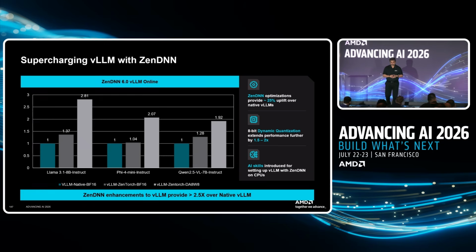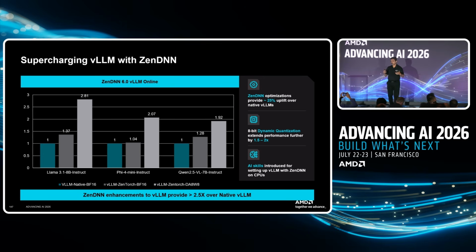Some numbers: vLLM itself is very good. It's one of the leading serving frameworks right now, and runs very fast. But if you use ZenDNN, you get 25% better, right? Then if you do quantization, you get another 1.5 to 2x on top of it. So you could put it all together and get 2.5 times faster compared to just native vLLM, using ZenDNN.